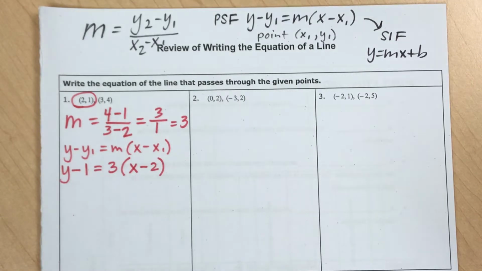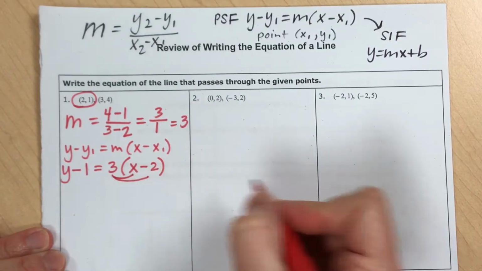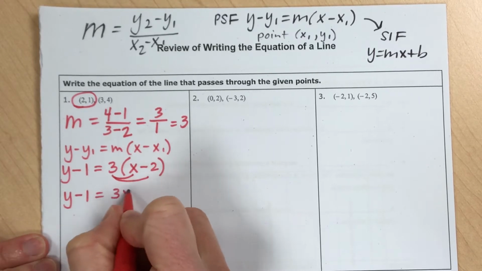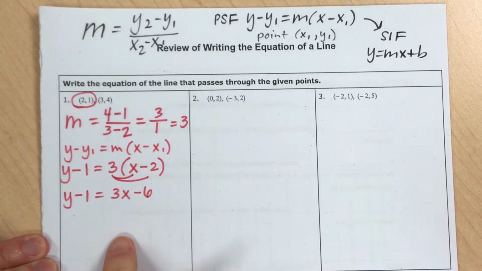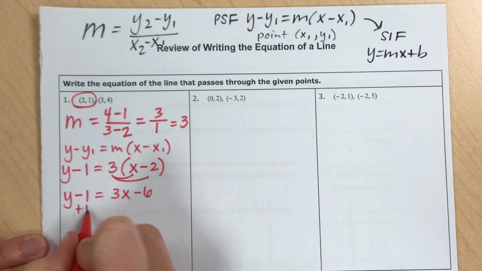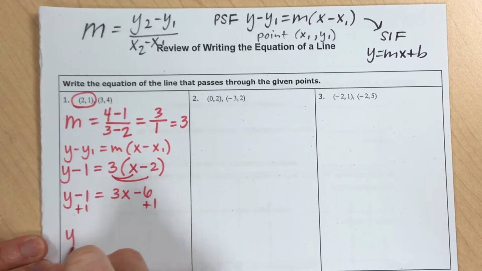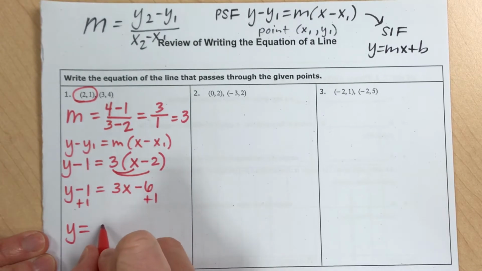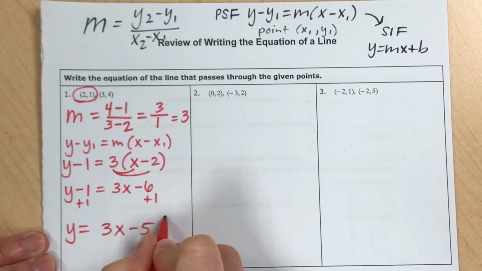That's pretty easy. But in case your directions were to get it in slope-intercept form, you have to do 2 things. You need to distribute your slope. In this case, you'd have y minus 1 equals 3x minus 6. And then the second thing I need to do is solve for y by adding 1 to both sides. So if you were asked for slope-intercept form, this is the equation you would have. Y equals 3x minus 5.